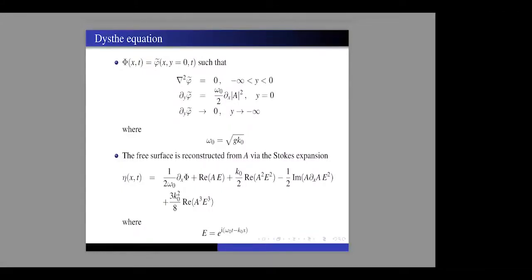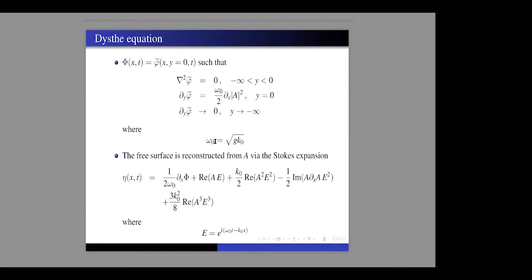So the mean flow, it's non-local because it obeys a boundary value problem that is closely related to the original Laplace problem for the water wave problem. And this is how it is usually presented in earlier papers in the literature. So omega naught here, that's the square root of g k naught for deep water gravity waves.